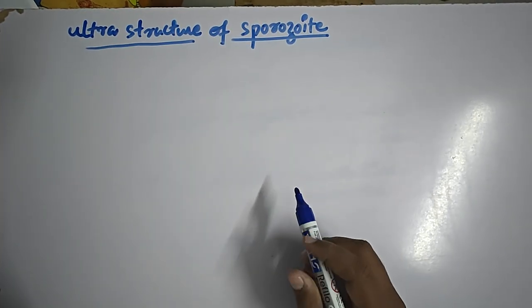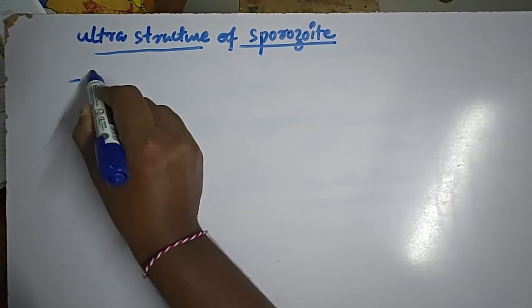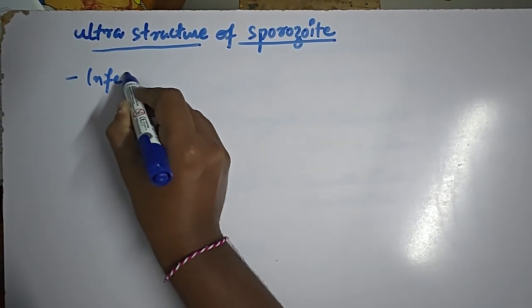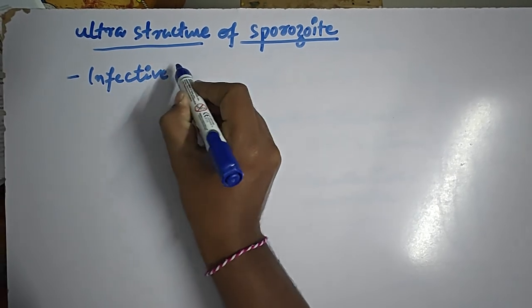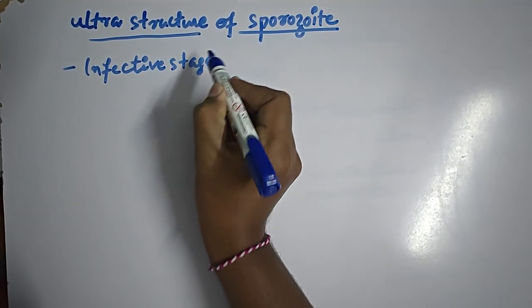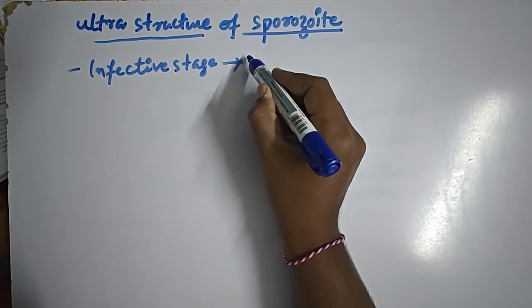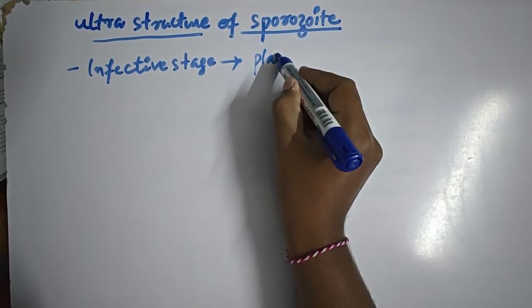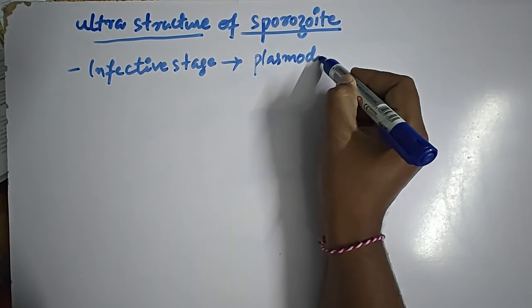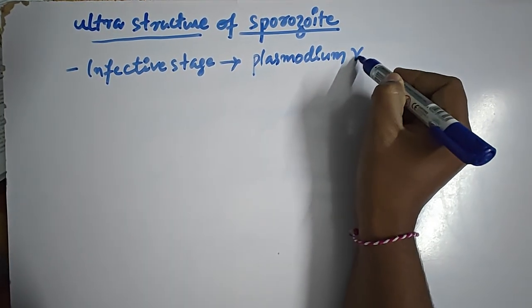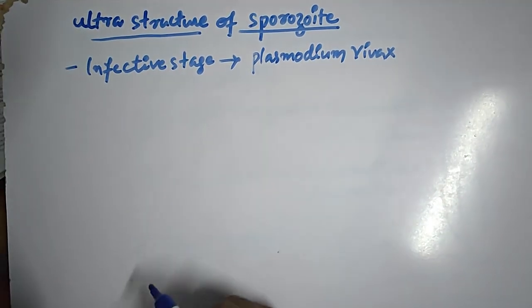So the sporozoite is an infective stage. It is the infective stage we see in the life cycle of Plasmodium vivax.